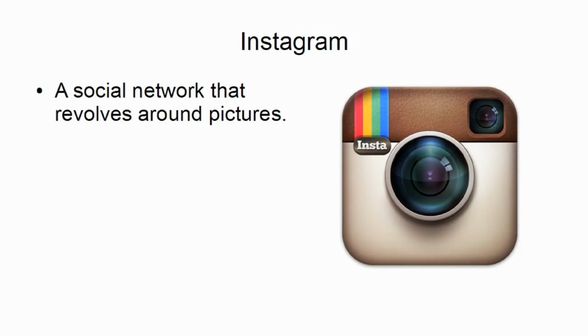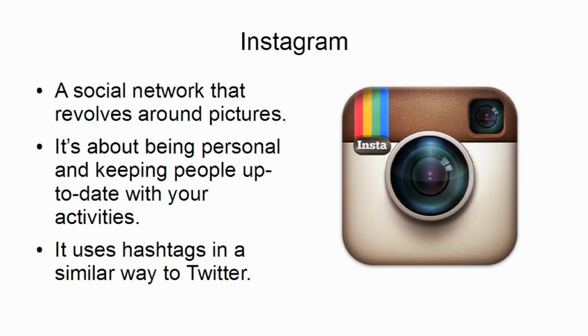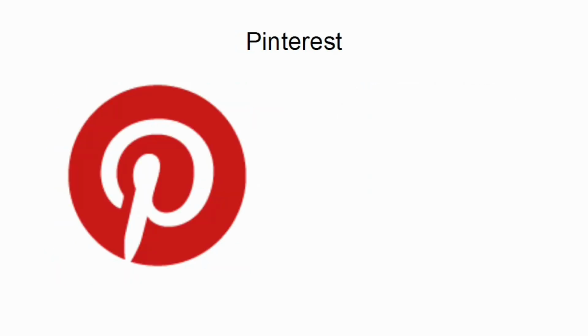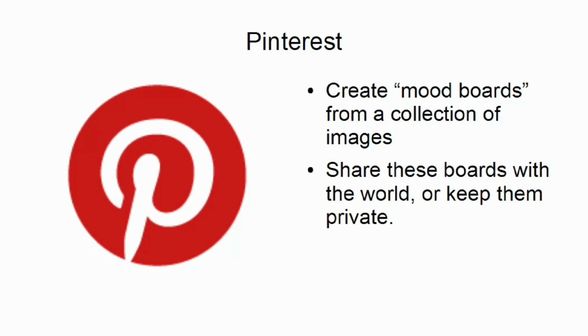Instagram is a social network that revolves around pictures. And it's about being personal and keeping people up to date with your activities. And it uses hashtags in a similar way to Twitter. Now let's look at Pinterest. With Pinterest, you create mood boards from a collection of images. And you can share these boards with the world, or you can keep them private.